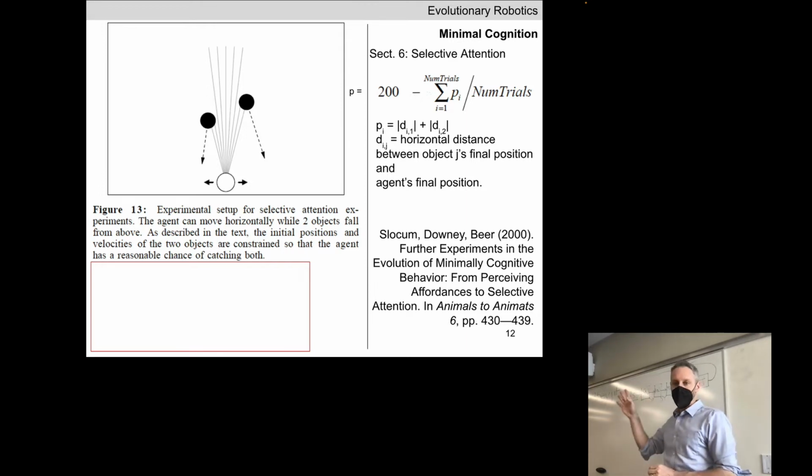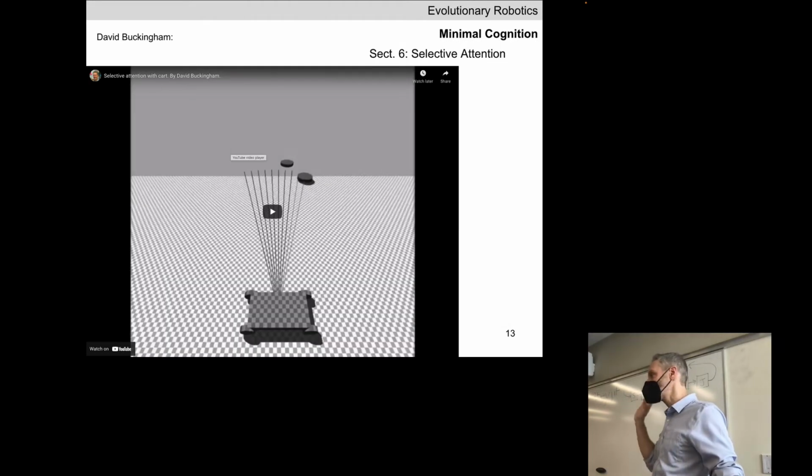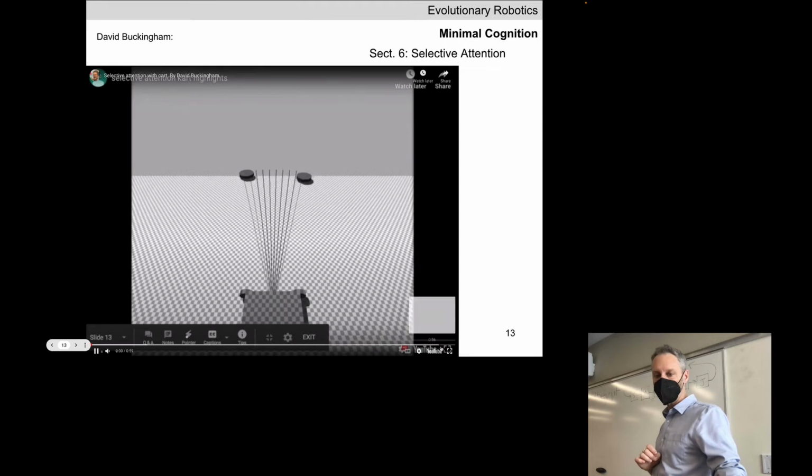Okay. This work was done just when physics engines were appearing on the market, so these investigators made their own little cartoon physics engine. David Buckingham, who took this course a number of years ago now, chose to tackle this for his final project, and this was his video submission for his final project.